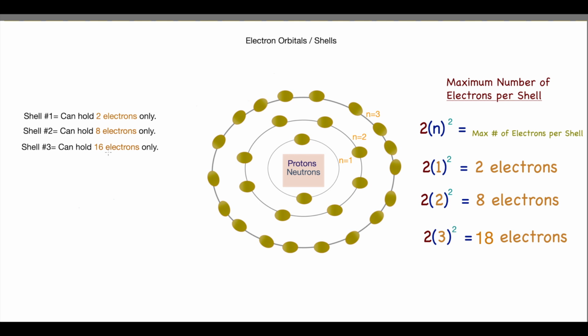Here, we already see all the electrons plugged into each shell, and it holds the maximum number of electrons that it can fit. You can have less electrons, but you cannot have more electrons per shell. So again, shell number 1 can hold 2 electrons, shell number 2 can hold 8 electrons, shell number 3 can hold 16 electrons only.